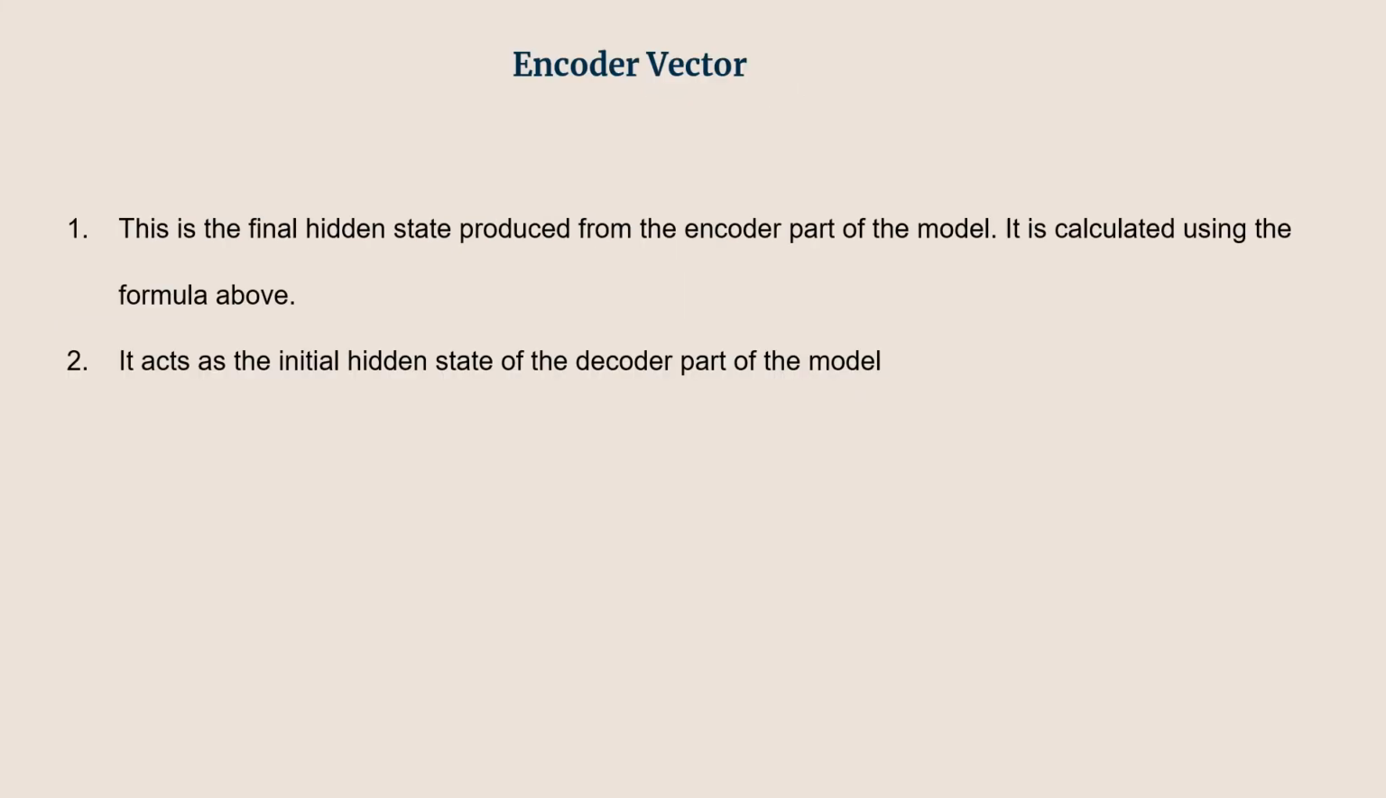Encoder vector. This is the final hidden state produced from the encoder part of the model. It is calculated using the formula above. This vector aims to encapsulate the information for all input elements in order to help the decoder make more accurate predictions. It acts as the initial hidden state of the decoder part of the model.